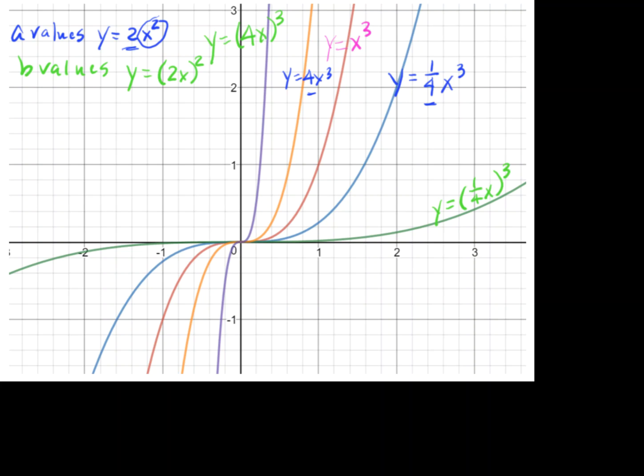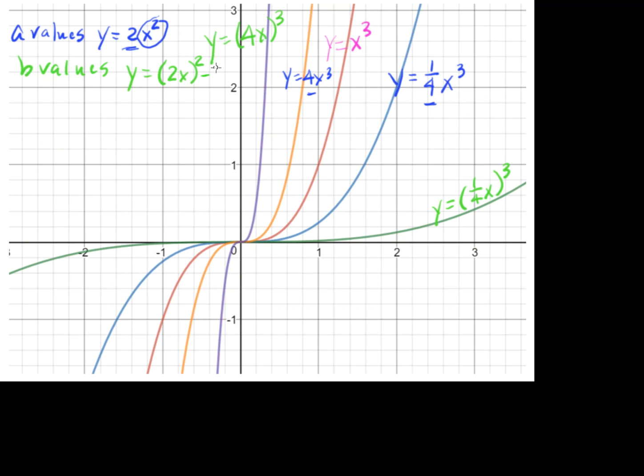Now the green, the b value: first you multiply whatever x is by the b value, and then you square the entire thing. So this exponent outside affects the b value. Okay, that's the big difference.